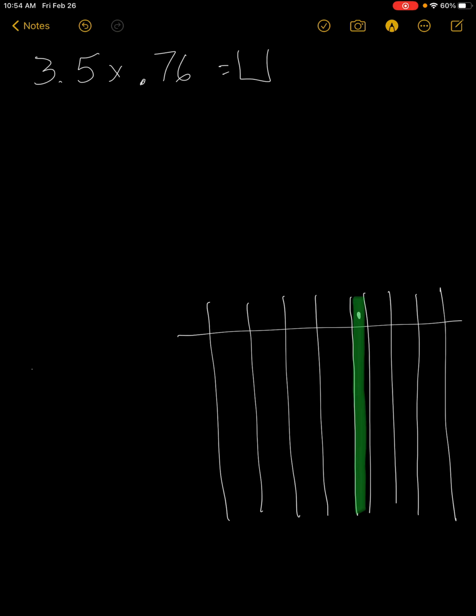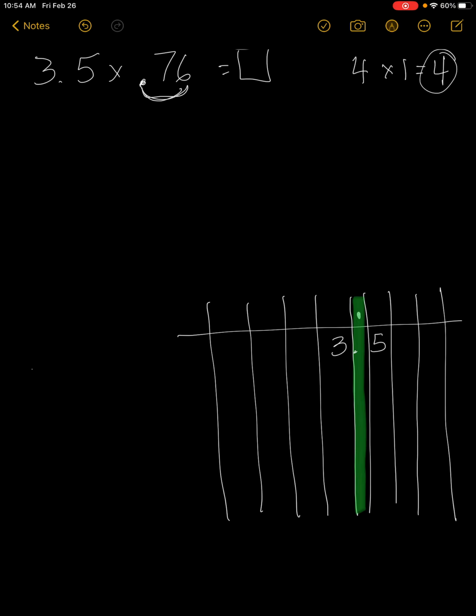Let's start by estimating. 3 5/10, $3.50. It's right in the middle, but I'm going to round it up to $4. 4 and 76/100, that's like saying 76 cents. That's close to $1. 4 times 1 is 4. Again, I rounded both of those up. I expect my answer to be less than 4 at this point. I also know that this number 76/100 is less than 1. When I multiply a number by less than 1, that's another one of our standards, I know my answer is going to get smaller.